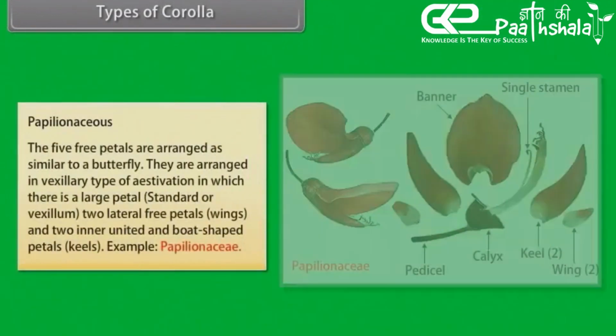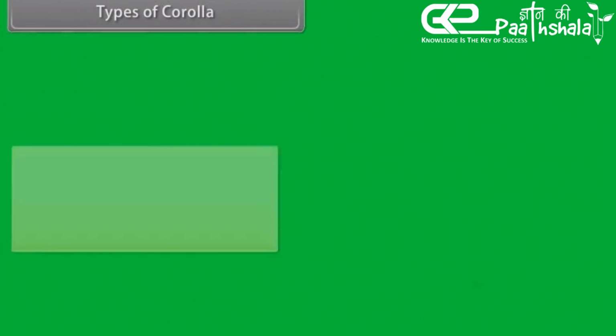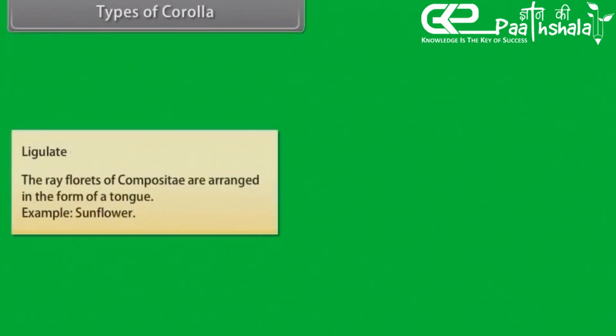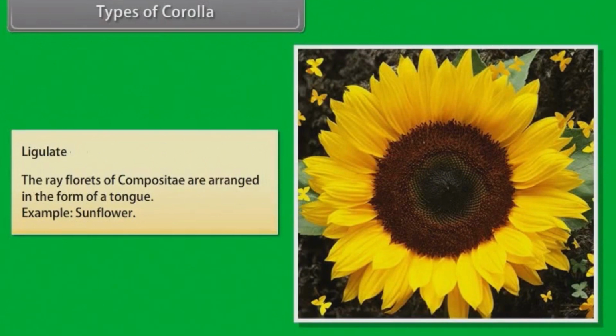Papilionaceous. The 5 free petals are arranged similar to a butterfly. They are arranged in vexillary type of estivation, in which there is a large petal, standard or vexillum, 2 lateral free petals, wings, and 2 inner united and boat-shaped petals, keels. Example, Papilionaceae. Ligulate. The ray florets of composite are arranged in the form of a tongue. Example, sunflower.